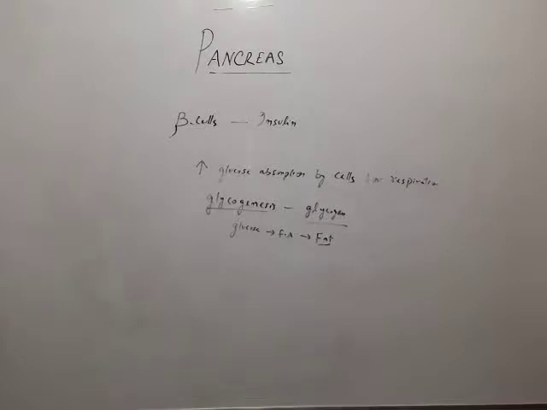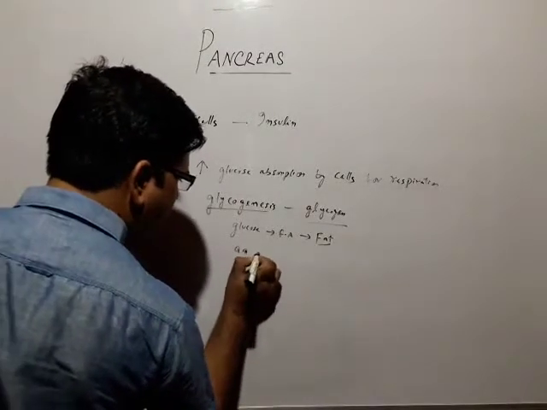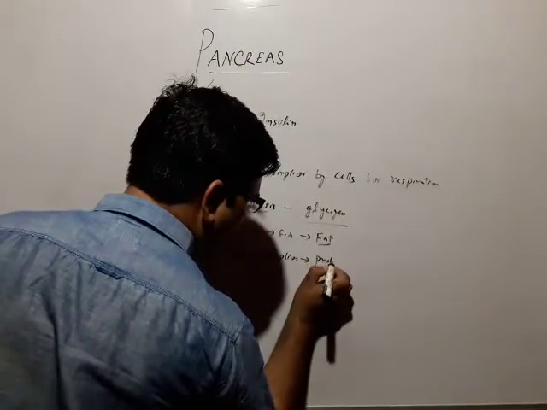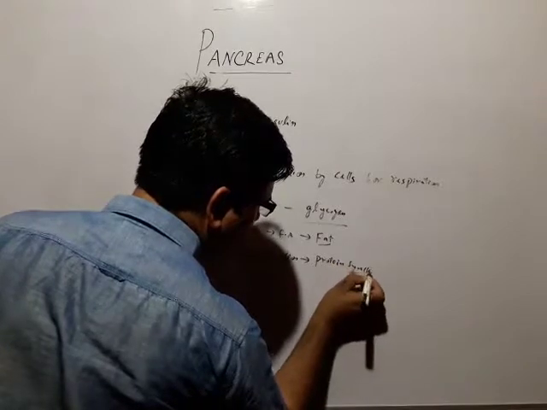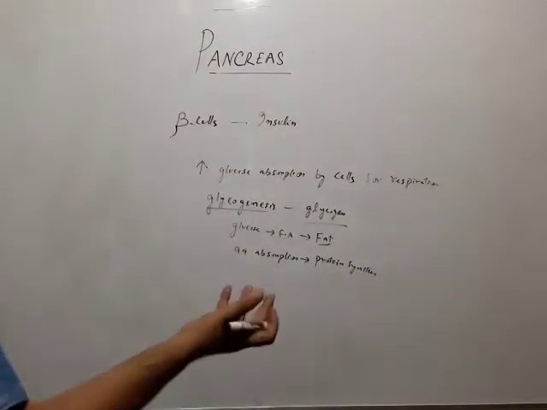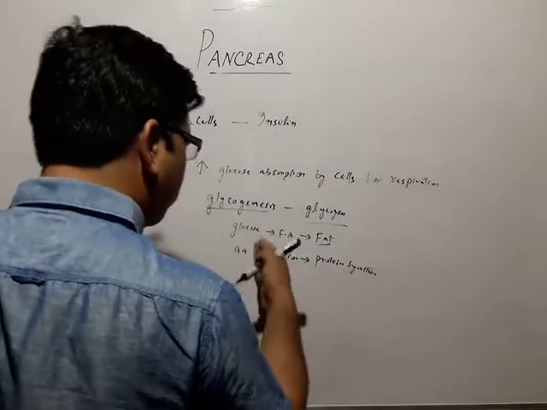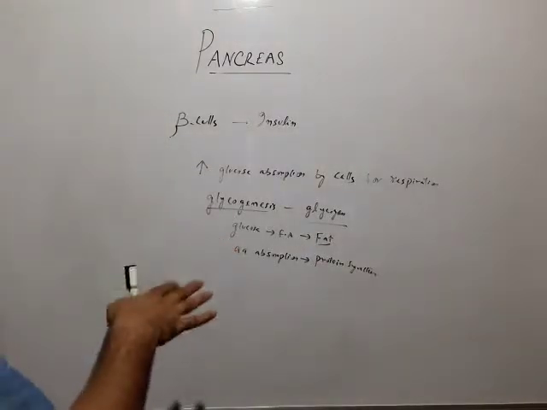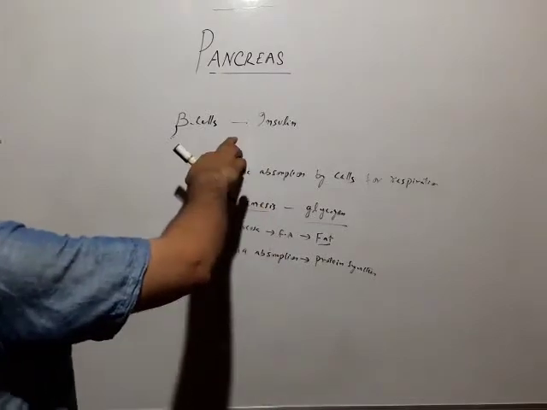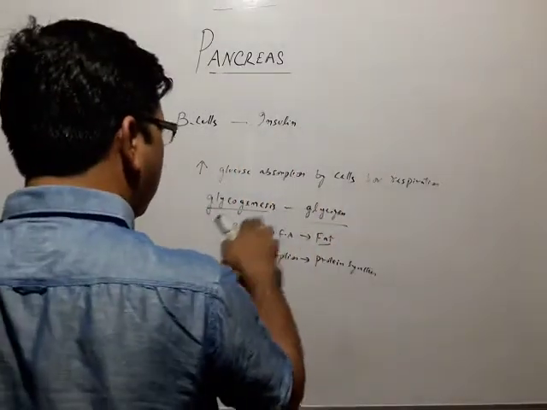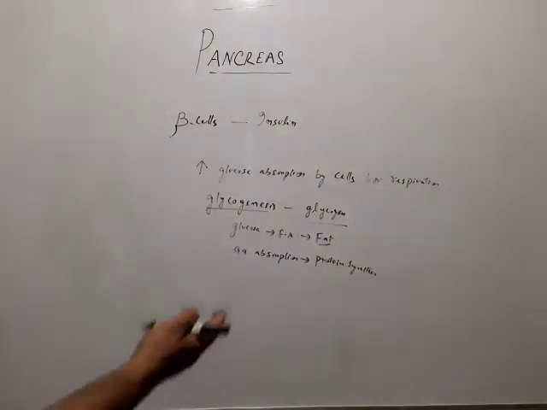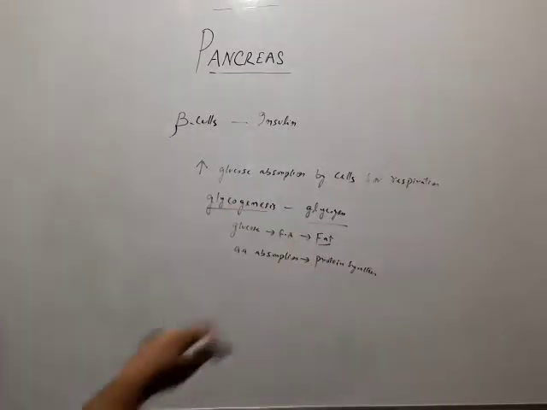It also increases amino acid absorption by cells, thereby increasing protein synthesis. So cells absorb amino acids from blood, and the amino acids taken by the cells are used for protein synthesis. And this is the way how glucose or amino acids are controlled. As I said, it gets activated because of high amino acids in blood. That means it increases absorption of amino acids by these cells in order to promote protein synthesis.